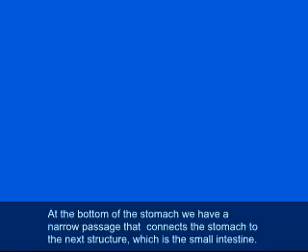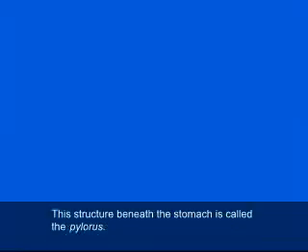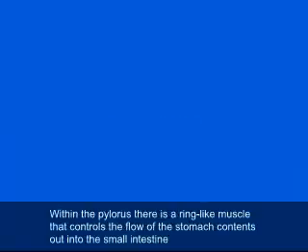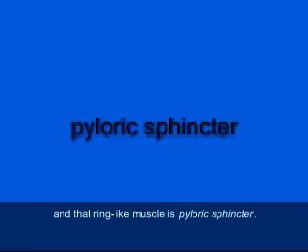At the bottom of the stomach, we have a narrow passage that connects the stomach to the next structure, which is the small intestine. And this structure beneath the stomach is called the pylorus, P-Y-L-O-R-U-S, pylorus. And within the pylorus, there is a ring-like muscle that controls the flow of the stomach contents out into the small intestine. And that ring-like muscle is called the pyloric sphincter. P-Y-L-O-R-I-C, and then sphincter, S-P-H-I-N-C-T-E-R.